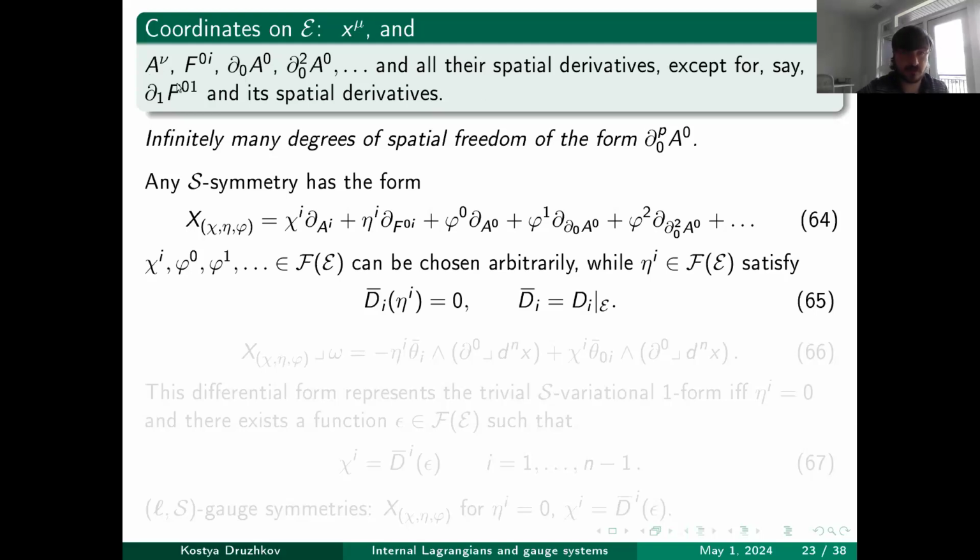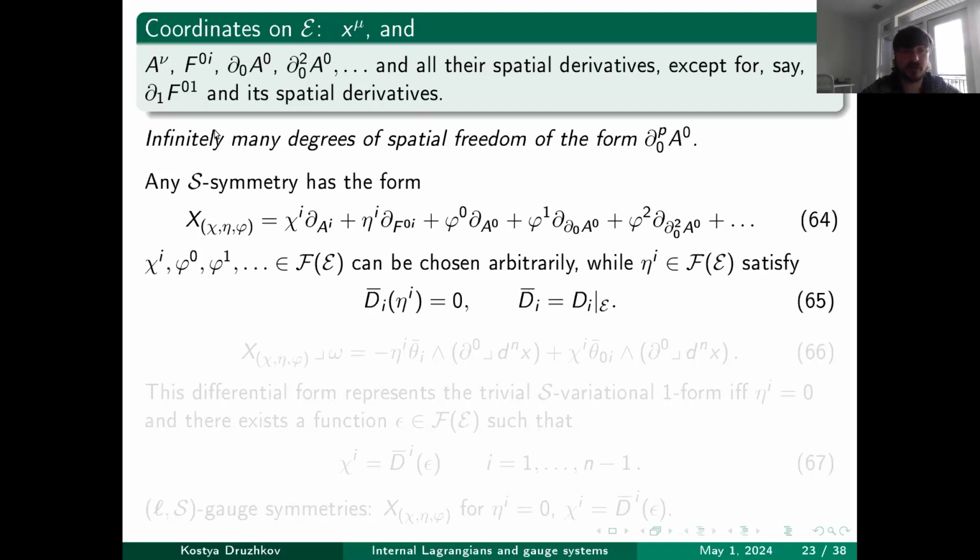And besides, we should also consider spatial derivatives of these coordinates as coordinates on our equation manifold, except for, say, d1f01 and its spatial derivatives. We should just choose somebody and say that such functions are not coordinates on our equation manifold. So let's choose this function and its spatial derivatives and say that they are not coordinates on our equation manifold, while all other spatial derivatives of these guys are coordinates. We can do that, actually. And the fact that we can consider coordinates in this way is just the very role of the Legendre transformation, the only role of the Legendre transformation.